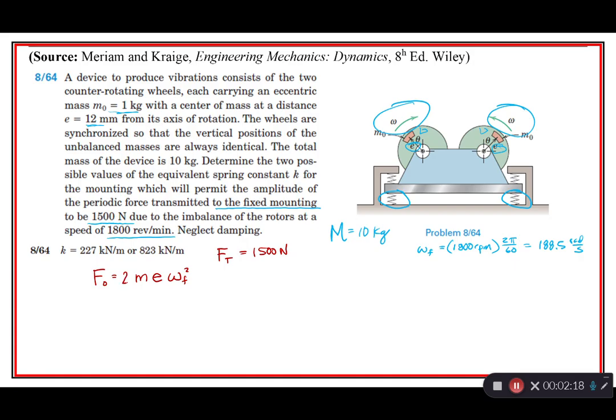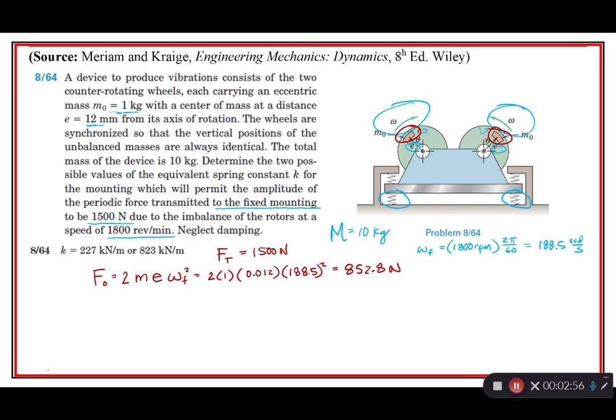But then we have to remember there's two of them, right? Because there's 1, 2, and they're synchronized to each other. So they'll be happening at the same time, which is what synchronized means. So 2 times 1 kilogram, where the mass is 1. Eccentricity is 0.012, that's in meters, and 188.5 is the speed at which it's operating. We get 852.8 newtons is how much this is putting onto the piece.